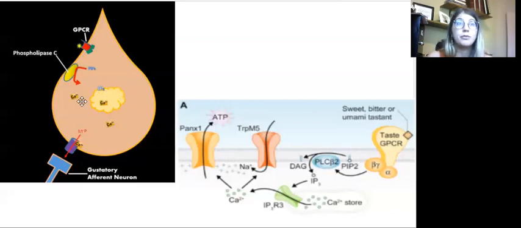IP3 goes to the smooth endoplasmic reticulum and releases calcium. And that really is, like I said, the interesting portion of the entire process. That's what translates it into a neural signal. Sends ATP, and ATP is going out, getting to that afferent neuron and sending the signal through.